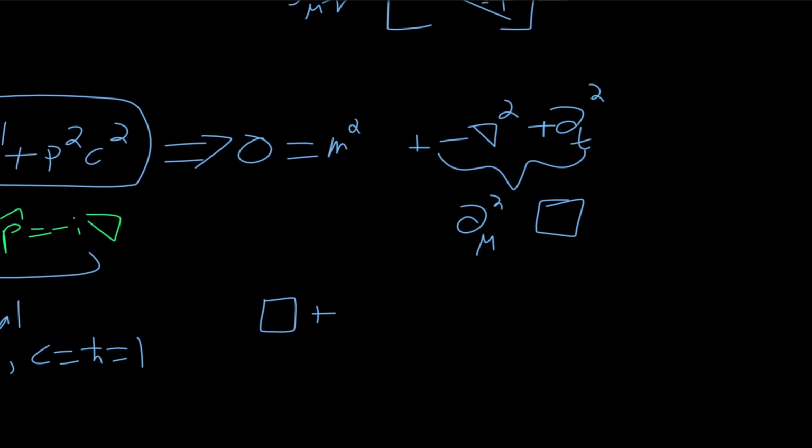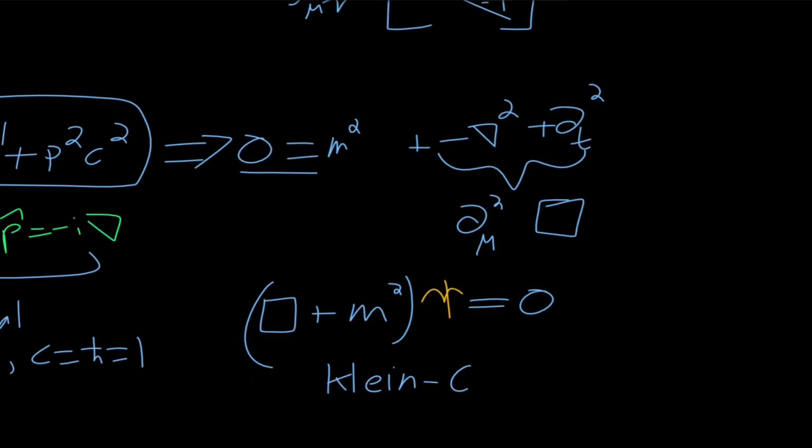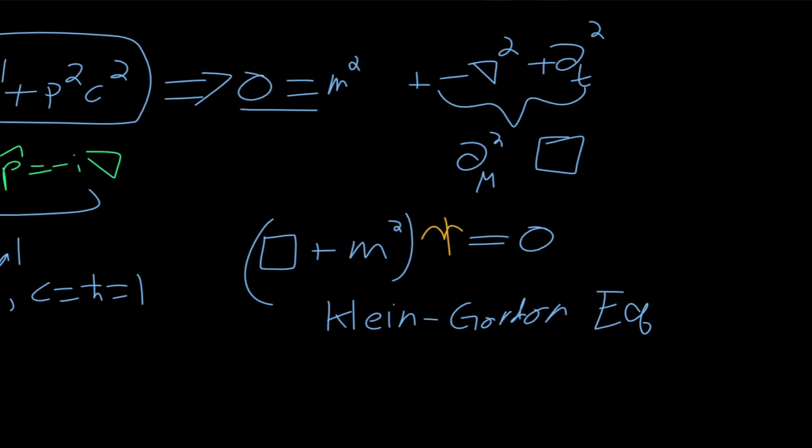So now we have the D'Alembertian operator plus m squared, and then of course we need to actually act this operator onto some sort of wave function. So let's call that psi, as per usual in quantum mechanics, and then say that equals 0, because that all has to equal 0, right? And this is actually just the Klein-Gordon equation. And this is one of the first equations of relativistic quantum mechanics.